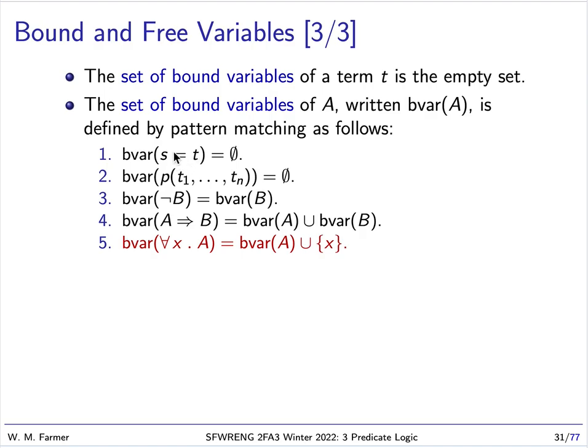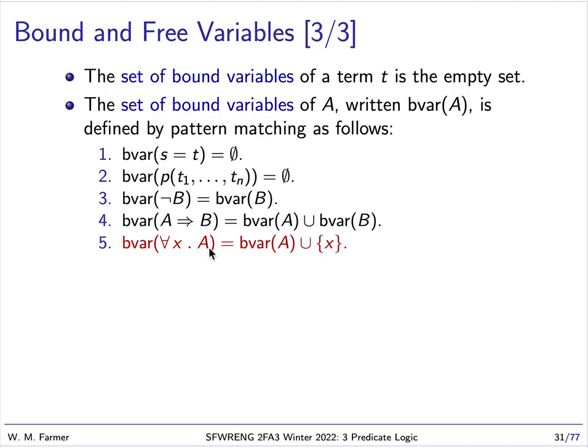So the bound variables in an equality s equals t are going to be the empty set because terms don't contain bound variables. Likewise for a predicate application. The bound variables for not B are just going to be the bound variables of B, and the bound variables of A implies B are the bound variables of A union the bound variables of B. Now we get to the interesting case, the bound variables of a universal quantifier, for all x A. This is going to be just the bound variables of A plus x.